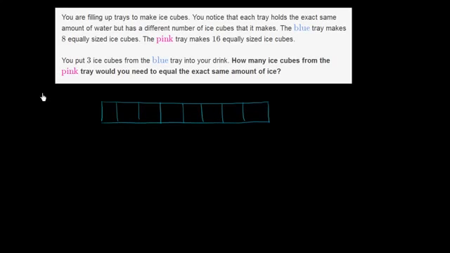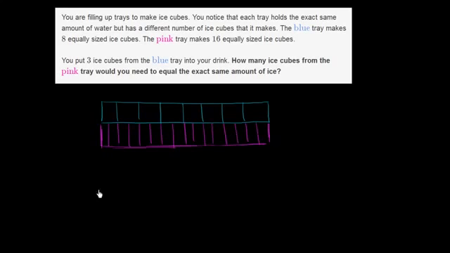Now the pink tray takes the same amount of water, so I'm going to make it the exact same length. So the pink tray is the exact same length, but it has 16 equally sized ice cubes. So what I'm going to do is make these same sections here, but then cut these sections in two. So that's 8, and to get 16, I've got to divide these into 2. So almost done. This is the hard part. That last one wasn't that neat. Almost done. All right. There we go. I've set up the problem.